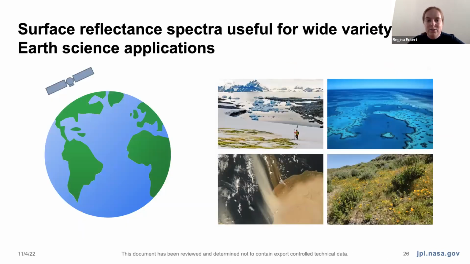However, it's also useful for a wide variety of applications: snow and ice, monitoring oceans, vegetation, dust plumes. There are lots of different applications if you can get both the spatial distribution of information as well as this spectral component.